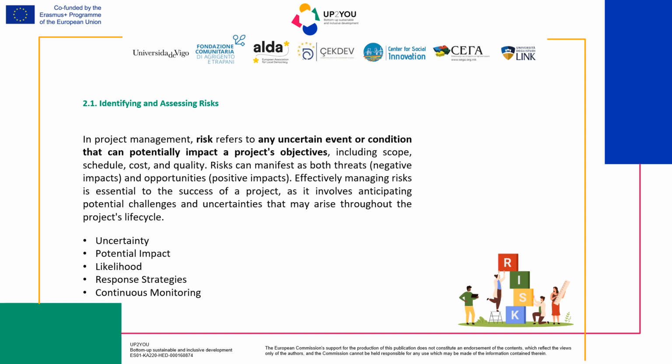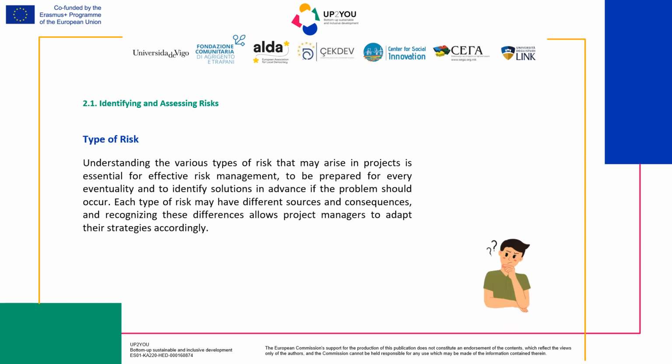Continuous monitoring. Risk management isn't a one-time task. It requires ongoing observation and adaptation throughout the project lifecycle to catch new risks early and adjust plans as necessary. Recognizing the various types of risk that can impact a project is essential for effective risk management. This awareness helps project managers anticipate potential issues, prepare solutions in advance, and adapt their strategies if problems occur.